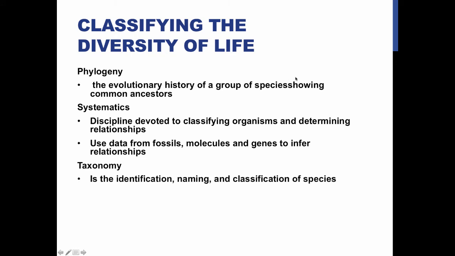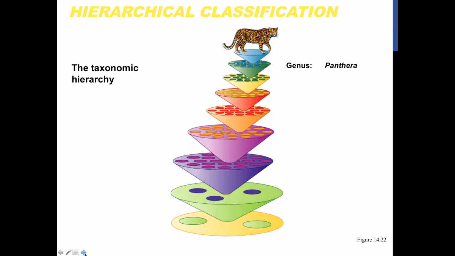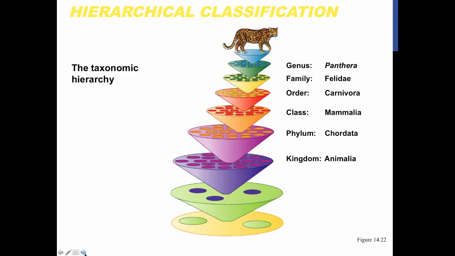So typically when we talk about phylogeny, we're talking about the evolutionary history of a species from its common ancestors. And the discipline devoted to phylogeny, classifying those organisms and determining those relationships, is called systematics. It uses fossil data, molecular data, and genetic data to infer those relationships. So it's a little bit different than taxonomy, which is simply identify it, name it, classify it. And we remember Carolus Linnaeus, he's the one who developed the binomial nomenclature system. So we have that hierarchical classification to review.